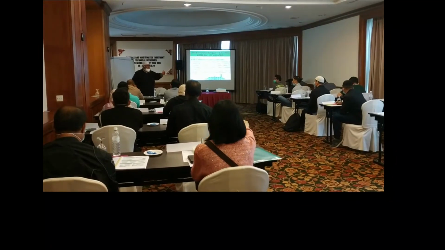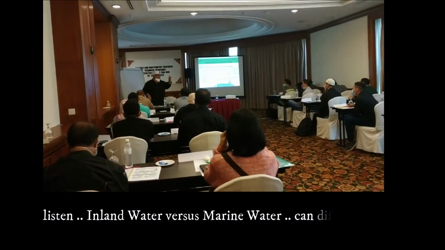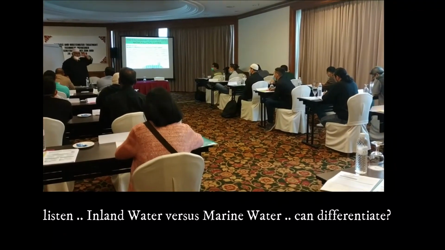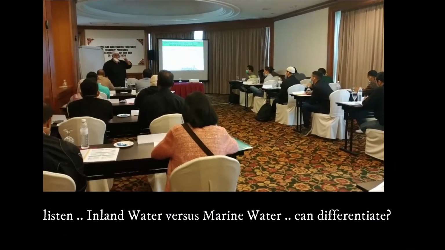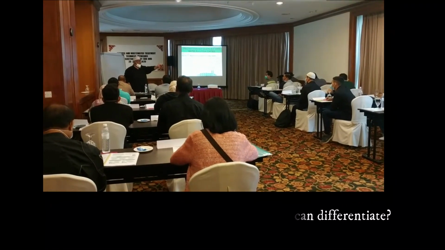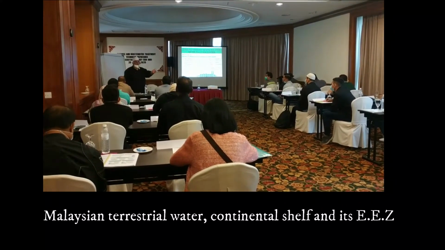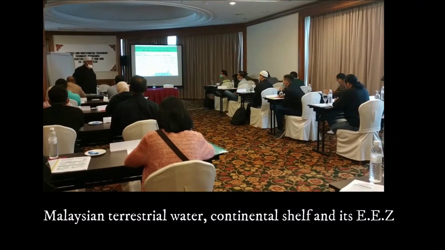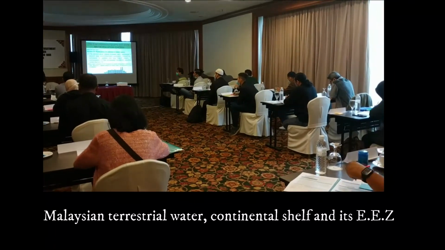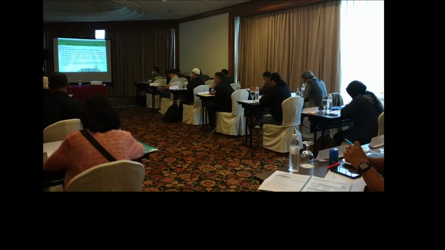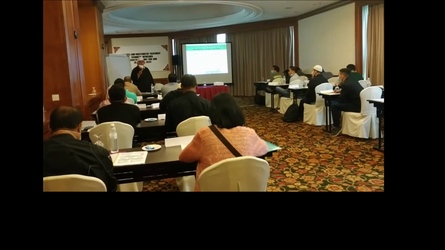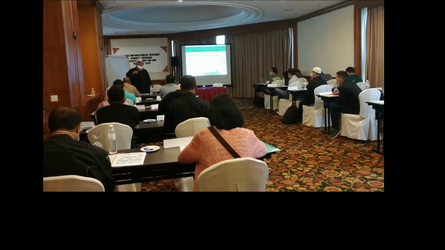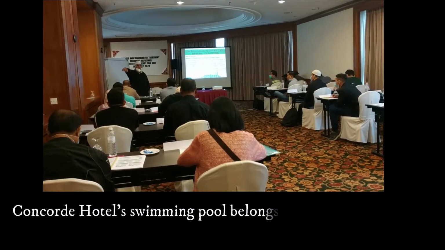Daripada paras air surut tepi pantai yang paling rendah sekali sehingga ke laut, ini semua adalah marine water. Malaysian territorial water sampai 12 nautical miles. Malaysian exclusive economic zone sampai 200 nautical miles. Ada siapa ambil marine sciences or marine law, kelautan laut semua ni yang tahu sendiri, but not for us, right? Now for you and me, we've got to understand what is inland water. A swimming pool is inland water.